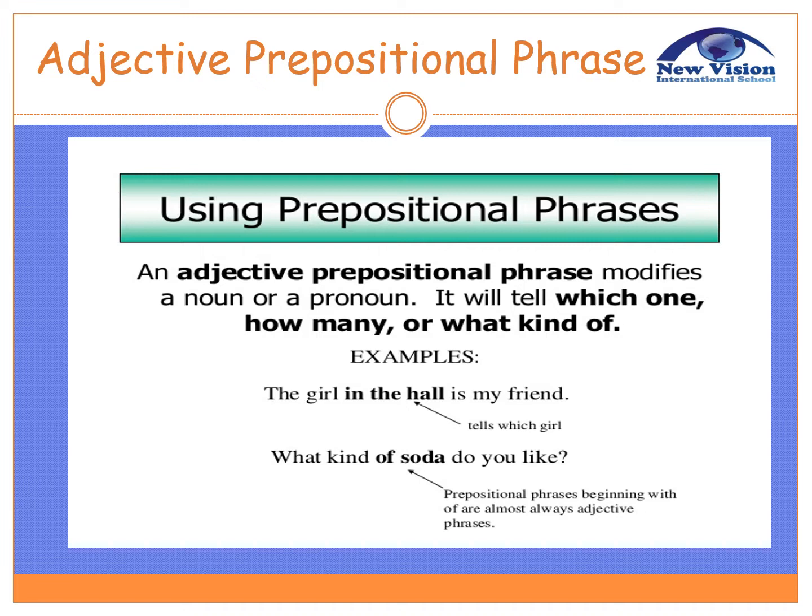Look at the example. The girl in the hall is my friend. It tells which girl: in the hall. So in the hall is a prepositional phrase functioning as an adjective, defining the girl. Second example, what kind of soda do you like? Your prepositional phrase there is of soda. Prepositional phrases beginning with of are almost always adjective phrases.